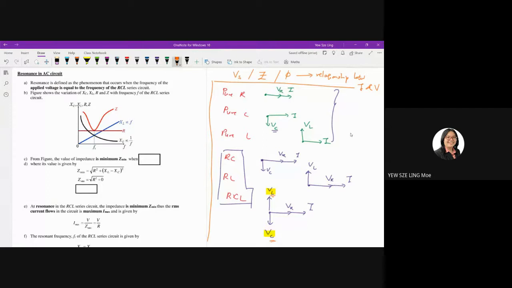Okay, whether the source voltage is leading or lags behind the current in the circuit. Okay, so basically that is a summary up until 6.3. Now we're going to continue with resonance.